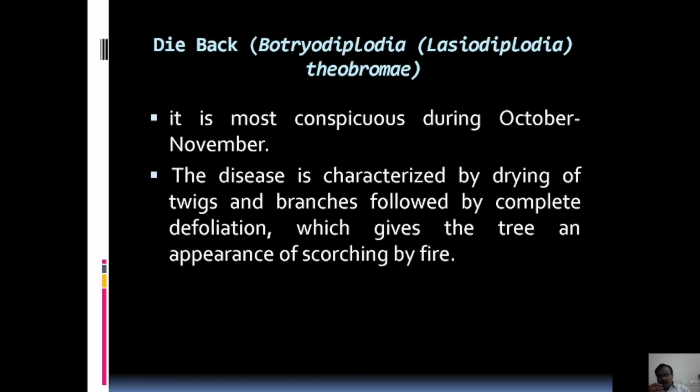And then the next important disease is dieback, caused by Botryodiplodia theobromae, and later it was renamed Lasiodiplodia theobromae, which is more conspicuous during the October and November months in the mango plantation. This disease is characterized by drying of twigs as well as branches from the tip downwards, followed by complete defoliation, which gives a scorched appearance to the tree.